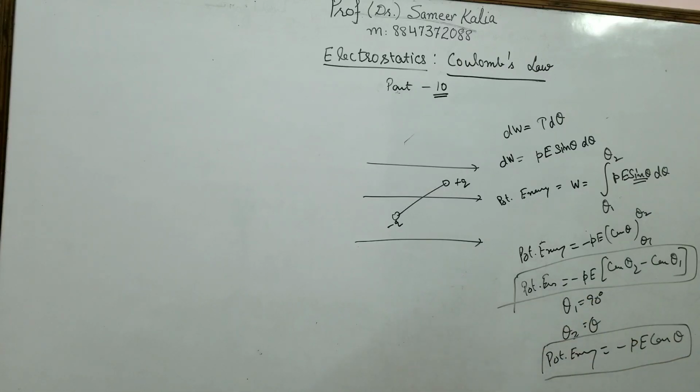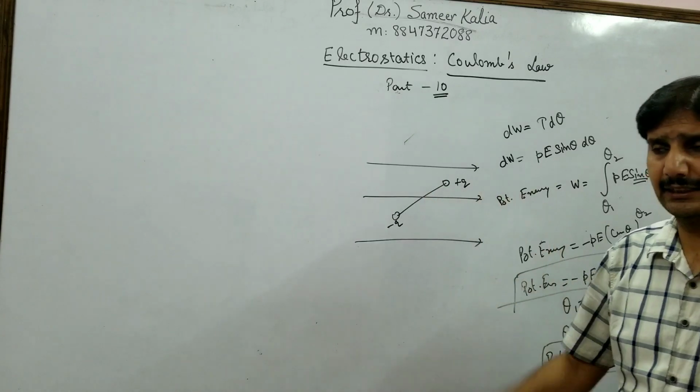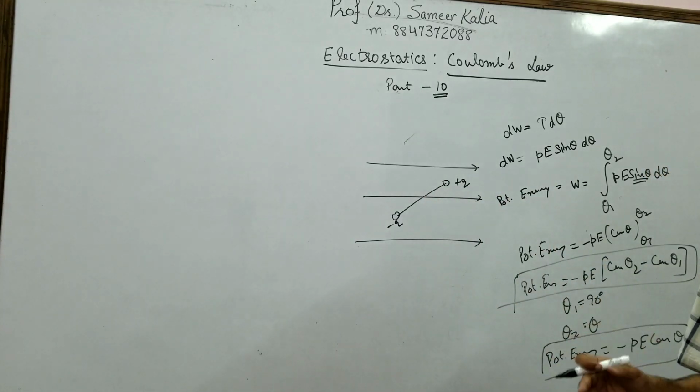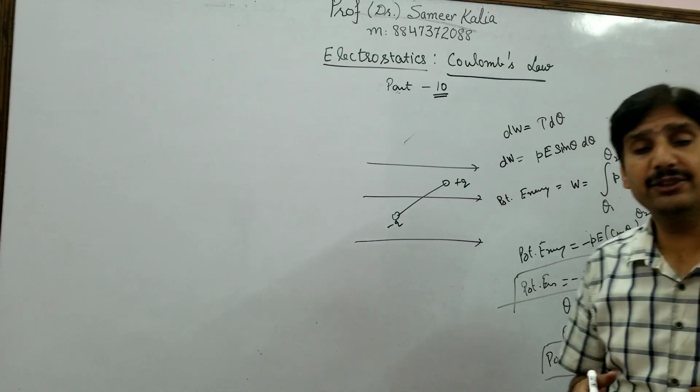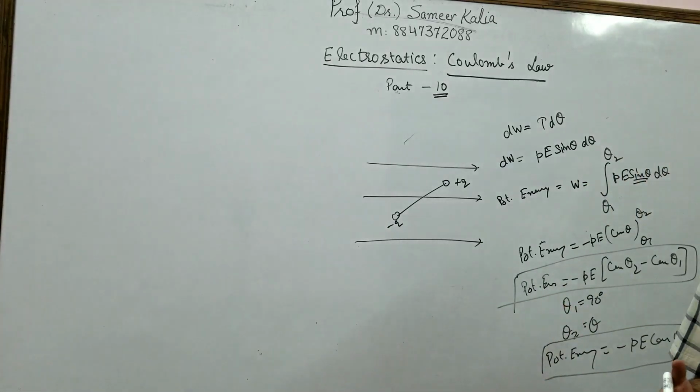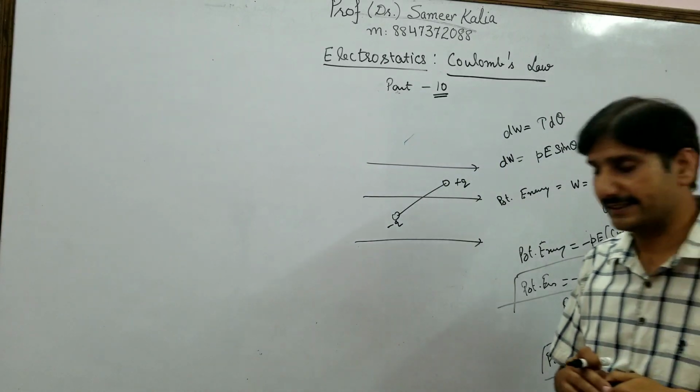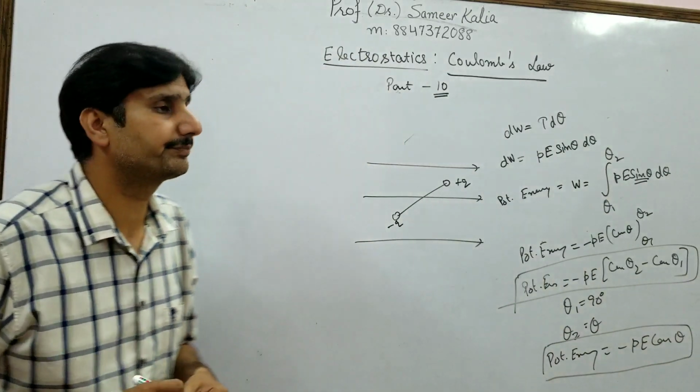Potential energy of a dipole rotated through an angle theta is given as minus PE cos theta, when the initial angle theta 1 is taken to be 90 degrees to the electric field. Now let's explore the same two cases of theta equal to 0 and theta equal to 180 degrees to see what is the difference in the two cases.